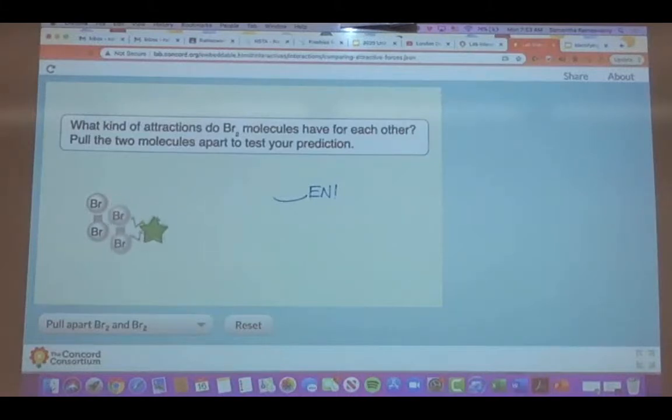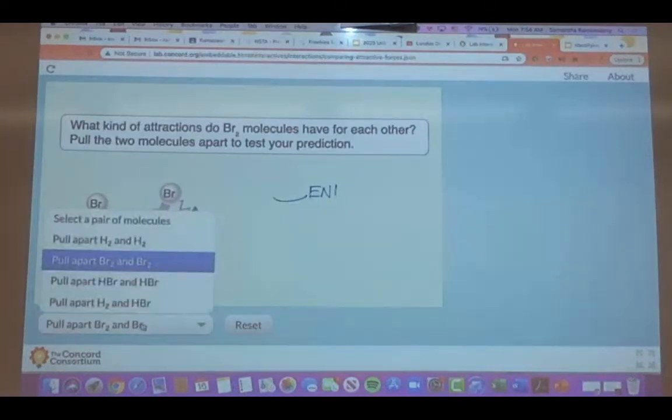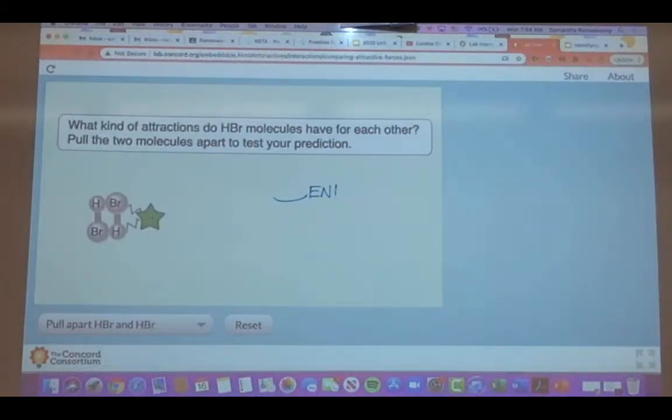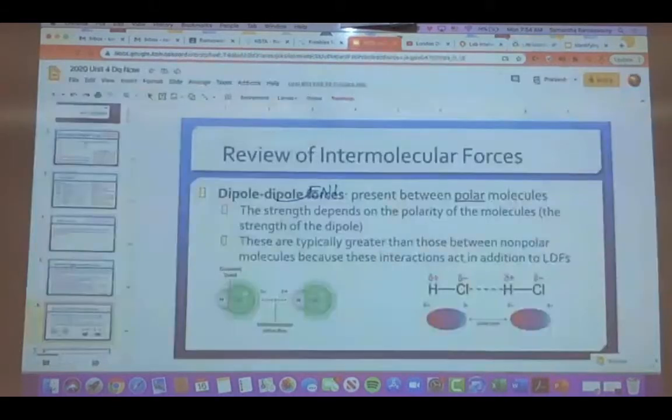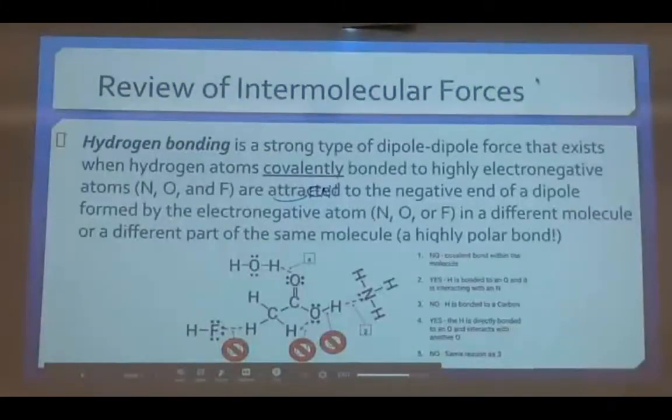Now, Br2. This is also dispersion, but bromine has more electrons than hydrogen, has a more polarizable electron cloud. So it takes a little bit more force. And then we could also look at, right? Two HBr. So this is dipole-dipole force. HBr is polar. So if I want to pull apart two HBr molecules, right, took much more force. So dispersion is the weakest, all the way up to dipole-dipole so far.